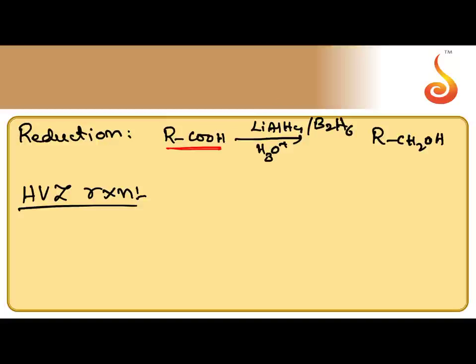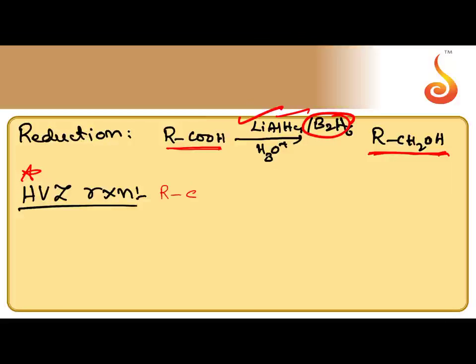Next, reduction. When carboxylic acids are subjected to reduction by certain strong reducing agent like lithium aluminum hydride or B2H6, we can get alcohol or CH2OH. Here one oxygen is removed and two hydrogens are added. Carboxylic acids or even esters, they undergo reduction by using lithium aluminum hydride to get alcohols. Next, very important one, HVZ reaction, Hell-Volhard-Zelinsky reaction.